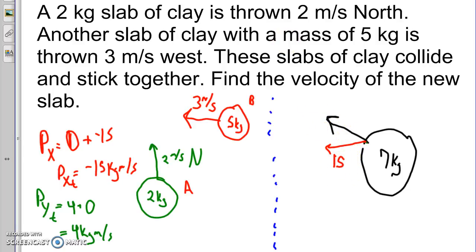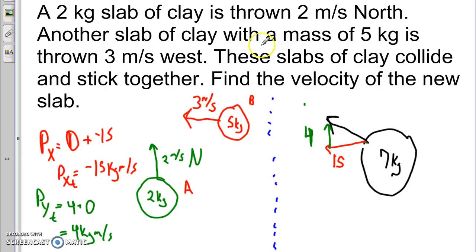And then y momentum has to be 4. So this side of the triangle has to be 4. And hey, this is going to be really easy, because now you have two sides of the triangle, you just need the other. So find the velocity in your slab. We have to use the Pythagorean Theorem. So I'm going to use a squared plus b squared is c squared. So the square root of 4 squared plus 15 squared tells me is 15.5.